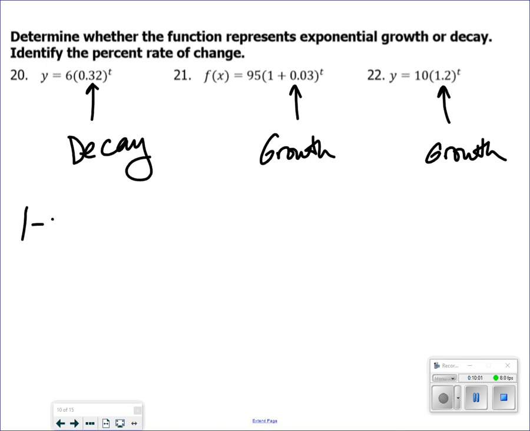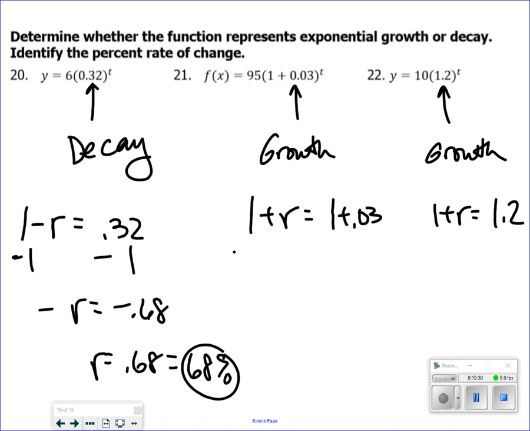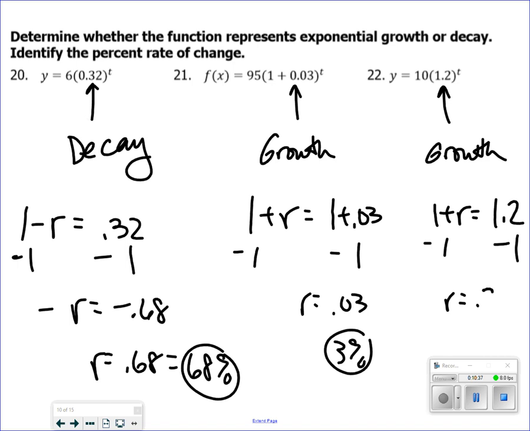Now, to find the rate, if it's below 1, I'm going to set that equal to 1 minus r. If it's above 1, I'm going to set it to 1 plus r. If it's below 1, I'm going to set it to 1 minus r. You're always going to subtract 1 and then write it as a percent. So every single time, you're basically subtracting 1 and writing it as a percent.